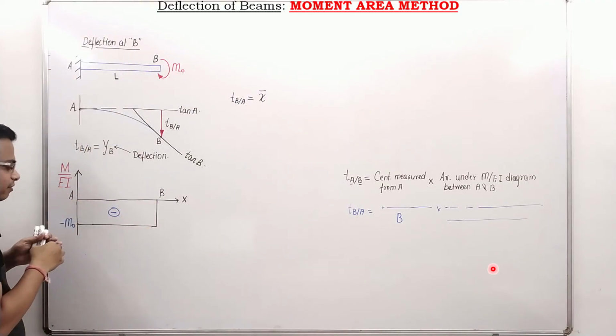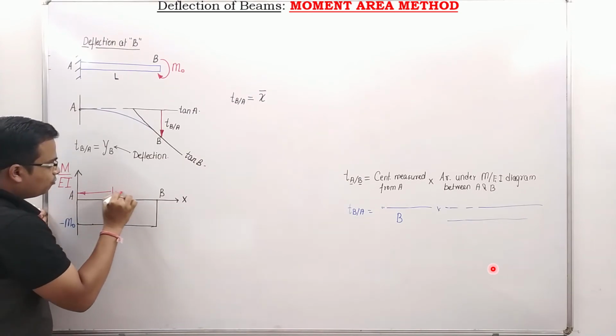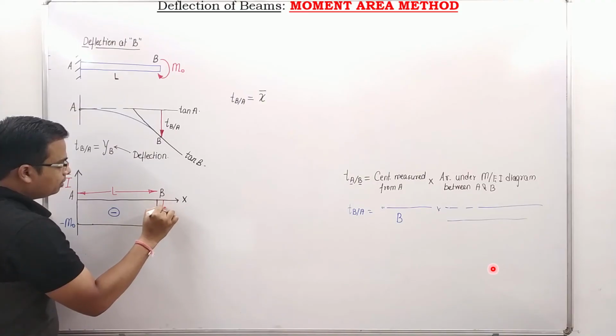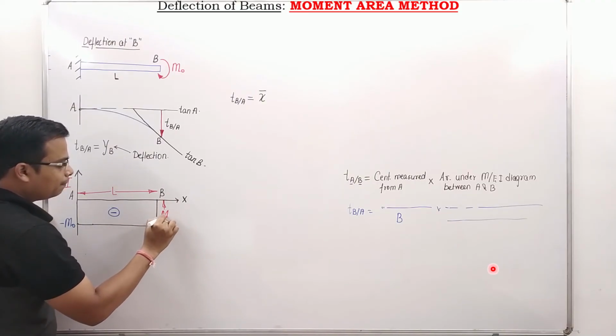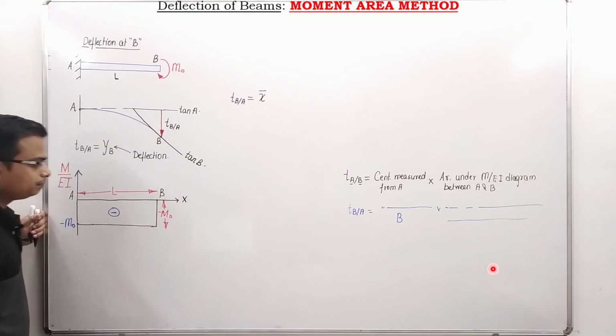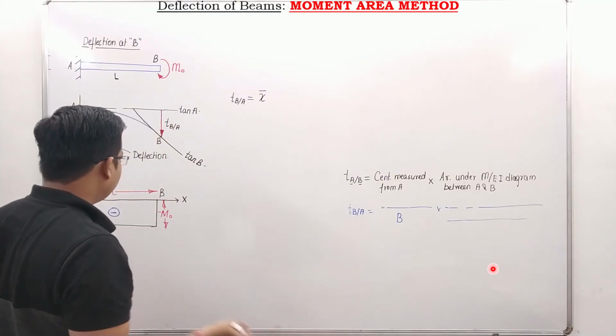Okay, we can calculate that very easily. You know, this obviously represents the length of the beam, that's L for you, and this is nothing but what? M0, but with a negative sign. So this area can be easily determined. That's quite easy.